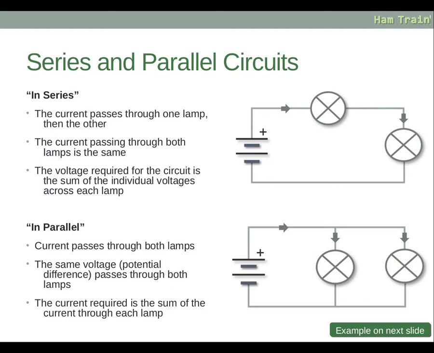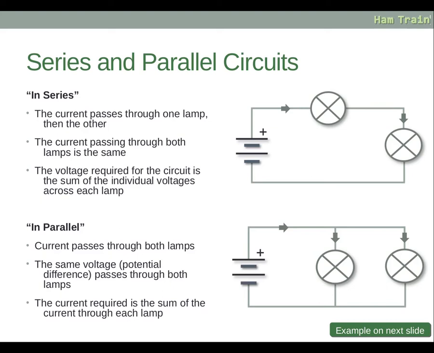Next, we're going to discuss parallel circuits, and in the lower diagram you can see that current can pass through both lamps individually. It can go through the first one only, the second one only, or both. And in reality it will always go through both. The same voltage passes through both lamps. So the voltage of lamp 1 will be equal to the voltage of lamp 2, which will be equal to the voltage of the battery. All three voltages will be identical.